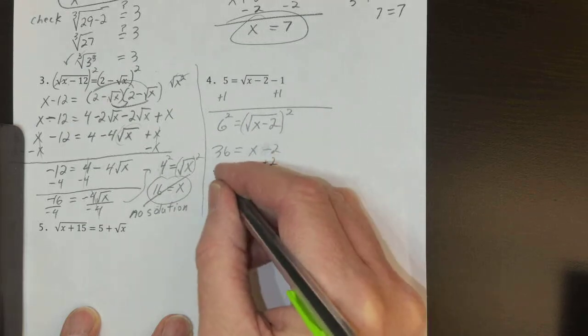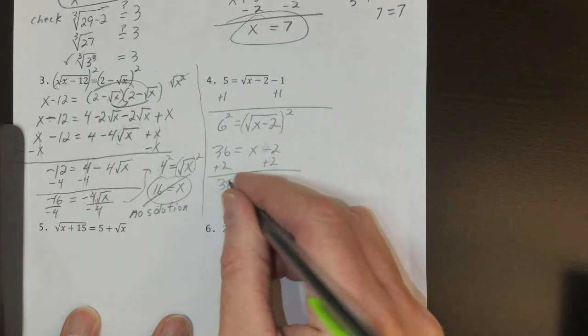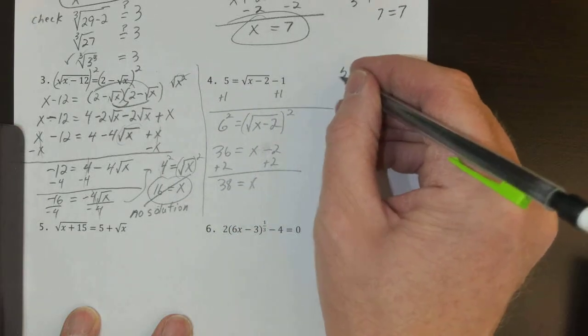I'm going to add 2 to both sides. I have 38 equaling x. Now let's check.